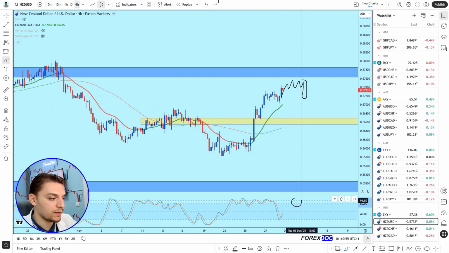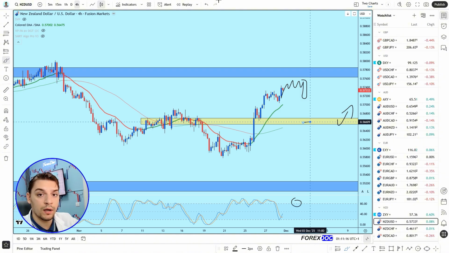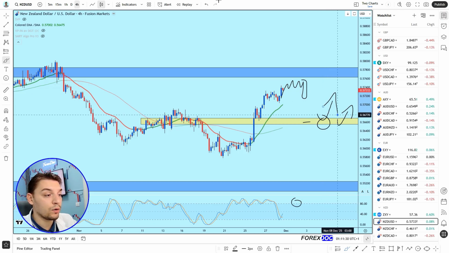Ideally, we will have a stochastic RSI sell indication, and if that happens, that will be a good place to enter a sell trade. But I also noticed this zone here, and I marked this zone as a potential bullish zone, so we can aim for this zone here. However, if everything works out and price goes down to test this zone, we can then wait for a bullish reaction and then look to buy.